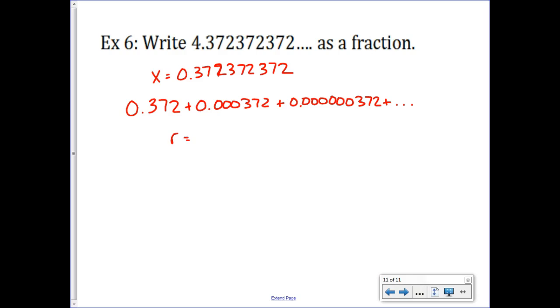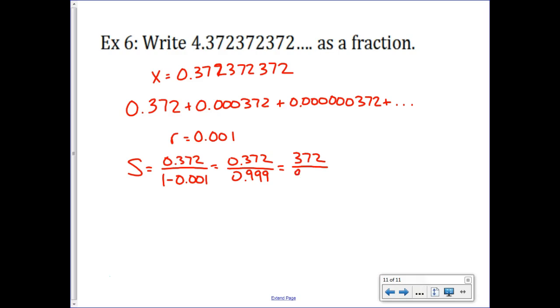So we need to know our ratio here. What are you multiplying every time? Well, you get 3 more zeros. So we're multiplying by a thousandth each time. So then our first term is 0.372 over 1 minus 0.001, which is 0.372 over 0.999. So we get 372 over 999, which is 124 over 333 if we reduce that.